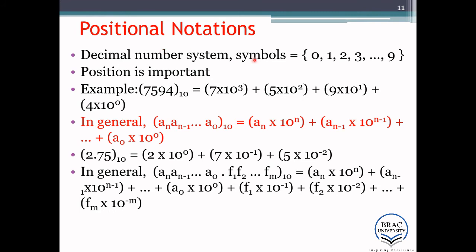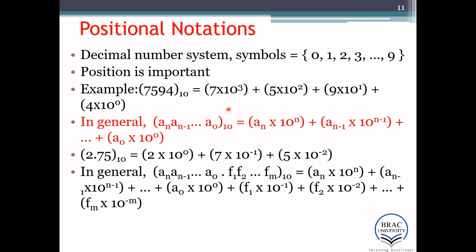Positional notation. This is also important. So the decimal number system. We know the decimal number system is 0 1 2 3 4 5 6 7 8 9, something like that. But you need to know the position. So here is an example, 7594, with a subscript 10, which means base 10, a decimal number, right?